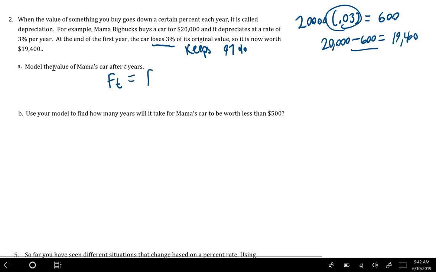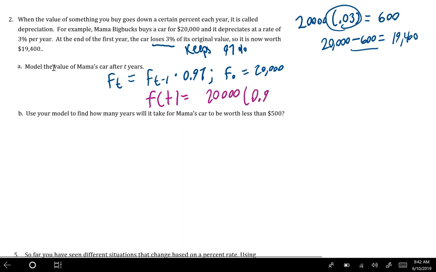So f of t equals f of t minus 1 times 0.97. f sub 0 equals 20,000. So again, we want to write an explicit rule. So using what we've learned about geometric sequences and exponential functions, we have our starting amount multiplied by the common ratio raised to the power of t. So now we have a different question this time. It says use your model to find how many years it will take for Mama's car to be worth less than $500.